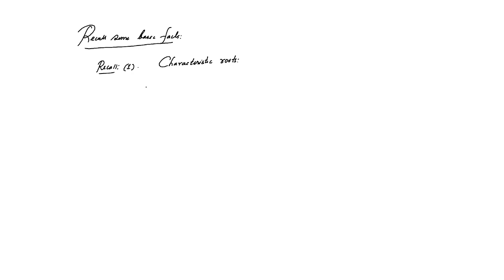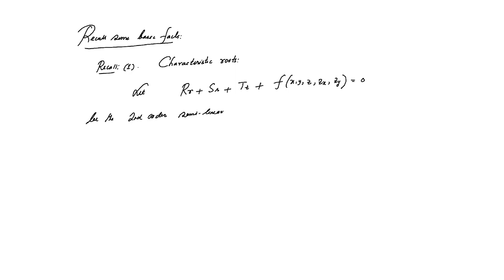So let Rr plus Ss plus Tt as f of x, y, z, zx, zy, this is equal to 0, be the second order semi-linear partial differential equation.